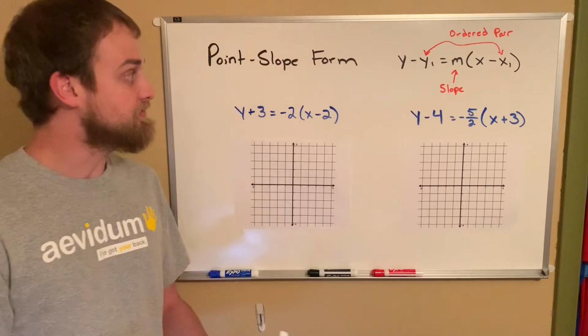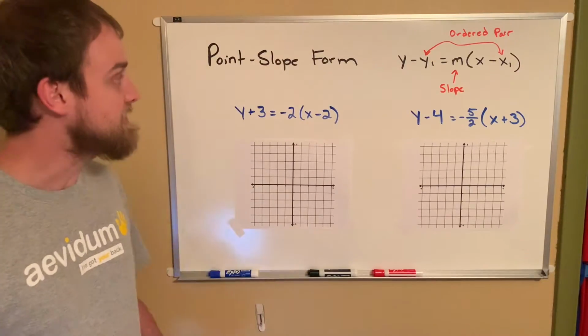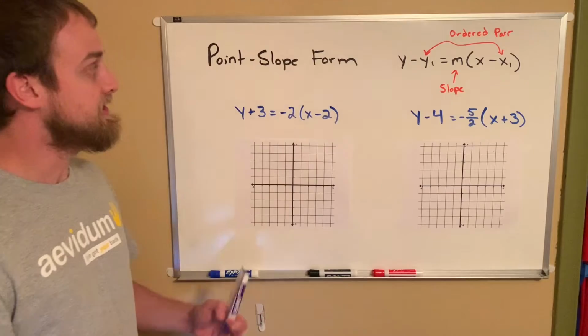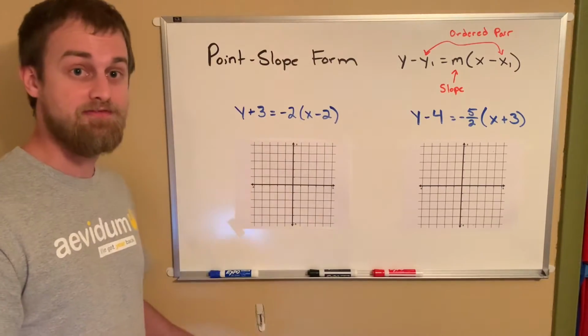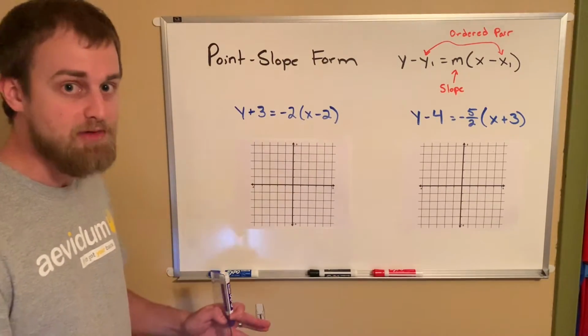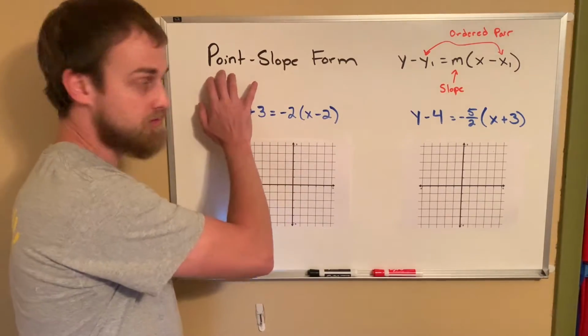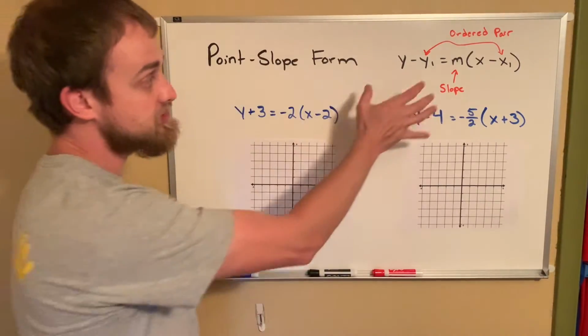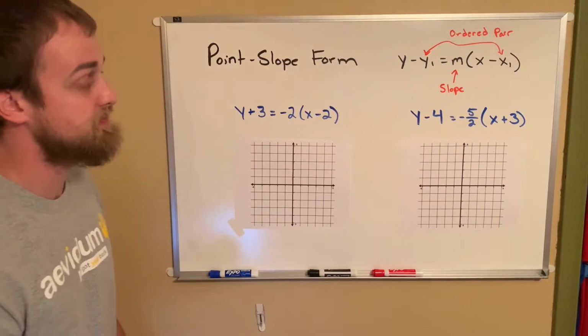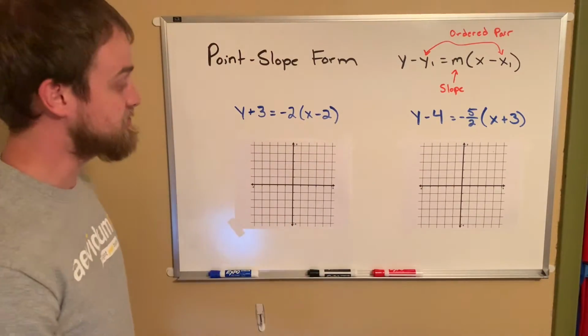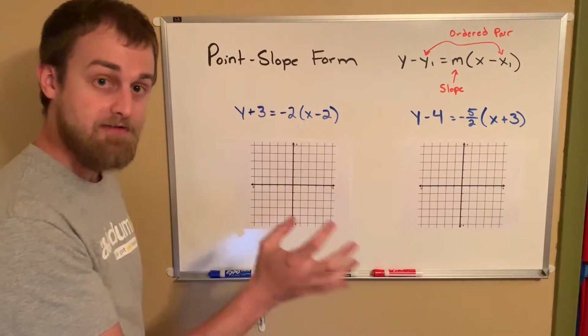Now, this is probably the most graphing friendly form that there is because it tells us the two key pieces of information that we need to make a graph pretty much every time. So again, it tells us a point or an ordered pair and the slope. And again, we got to use the formula to pull this information out. Once we have the information, it's just a matter of getting it on the graph.